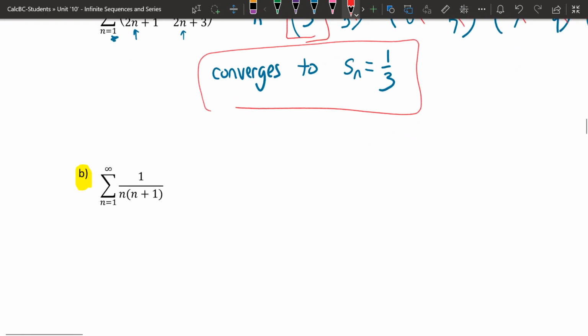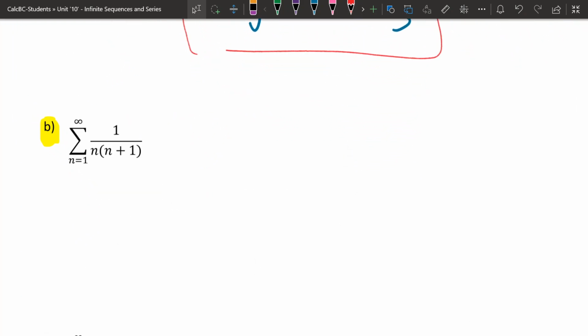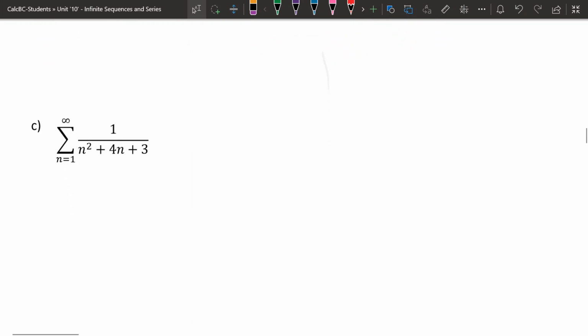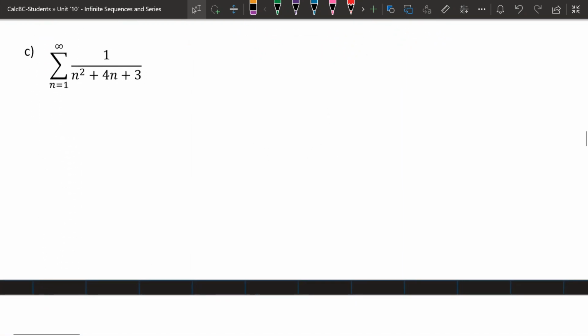All right, I'm going to let you do part B on your own. But wait until after we go over the next problem. So I want to do C together, and then I want you guys to go back and do B on your own. All right, so looking at example C, we've got the series from 1 to infinity of 1 over n squared plus 4n plus 3.